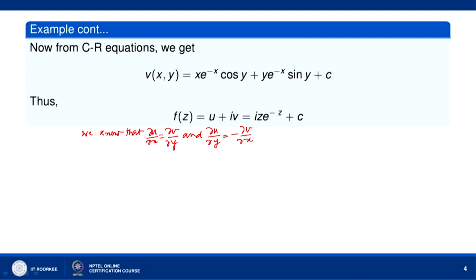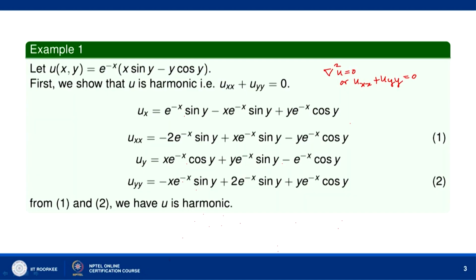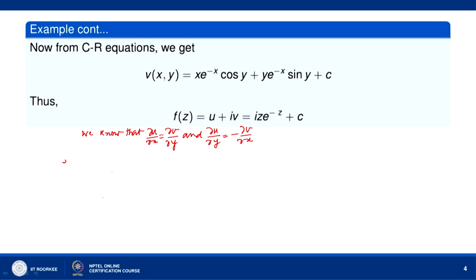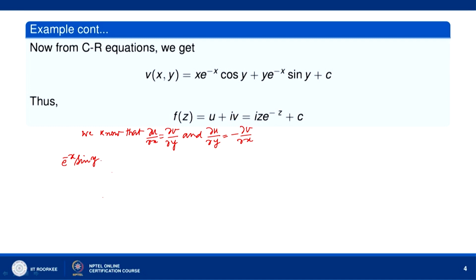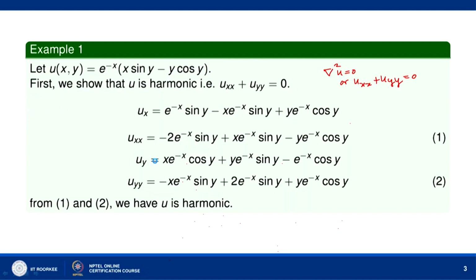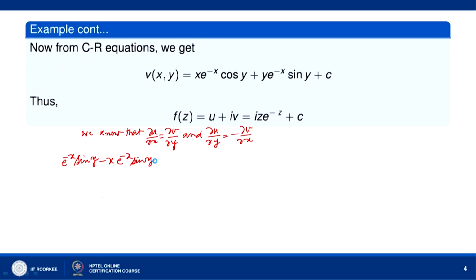Okay. Let us put the value of u_x. So, we get u_x equal to e to the power minus x sin y, then we have minus x e to the power minus x sin y, then we have y e to the power minus x cos y. So, this is the value of u_x, and u_x is equal to v_y. Okay. Now, in order to find v, let us integrate this equation with respect to y, but this is the partial derivative of v with respect to y.